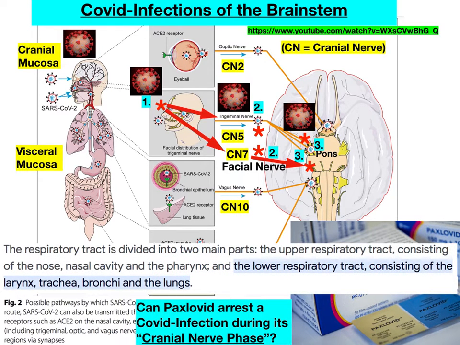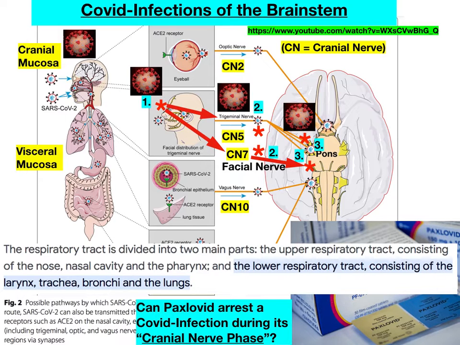The respiratory tract is divided into 2 main parts. The upper respiratory tract, consisting of the nose, nasal cavity, and the pharynx, and the lower respiratory tract, consisting of the larynx, trachea, bronchi, and the lungs.